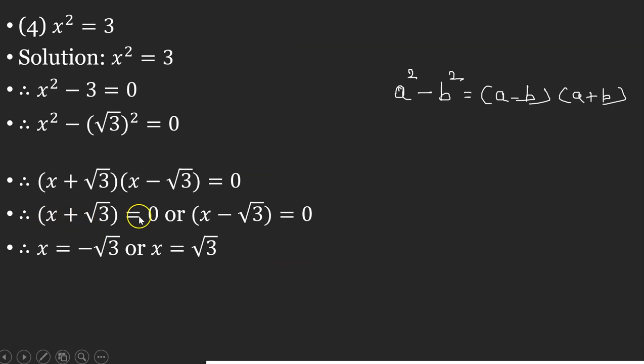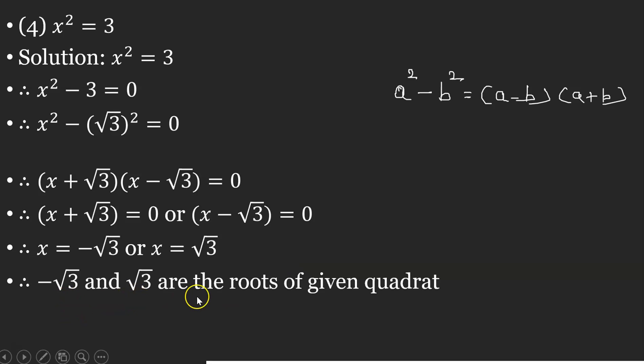Therefore x plus √3 is equals to 0 means x is equals to minus √3. x minus √3 is equals to 0. Therefore x is equals to √3 and hence minus √3 and √3 are the roots of given quadratic equation.